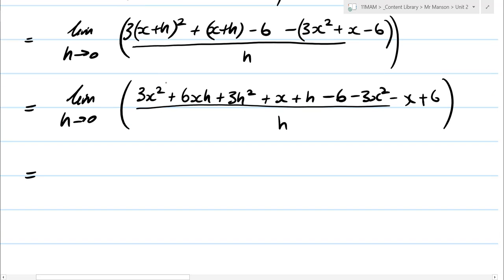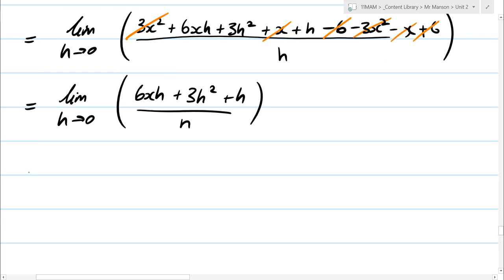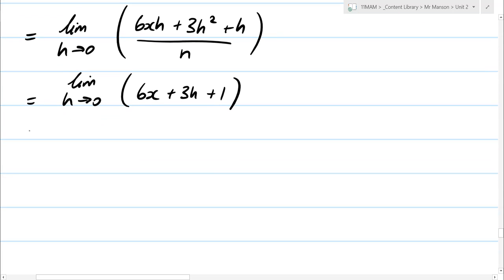And with an orange pen now, 3x squared cancels with negative 3x squared, x cancels with negative x, negative 6 cancels with positive 6, and I'm left with the limit as h goes to 0 of 6xh plus 3h squared plus h, over h. When I cancel an h out of each of those terms, I'm left with the limit as h goes to 0 of 6x plus 3h plus 1. And if I let h equal 0, to simplify this, I get 6x plus 1, which is exactly what we got by building that pattern earlier.